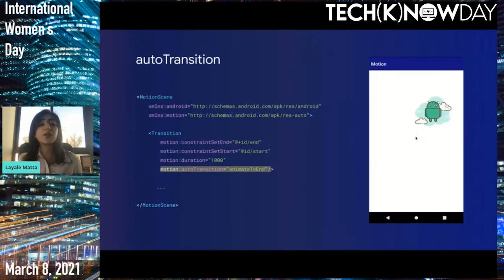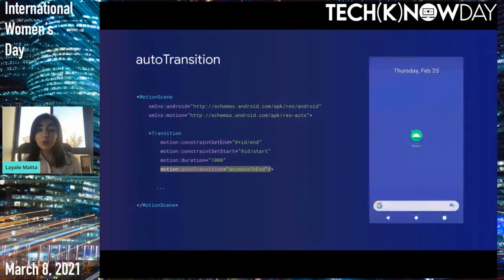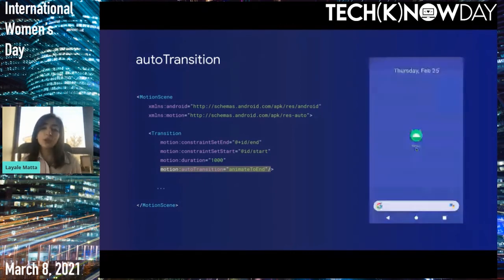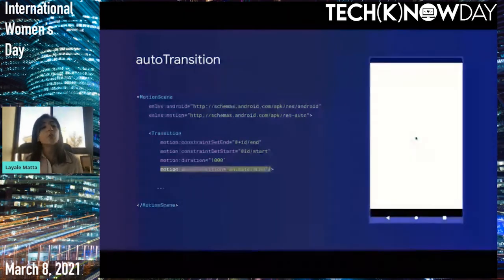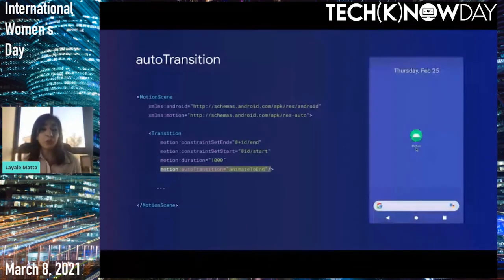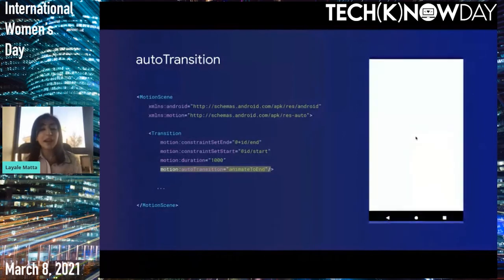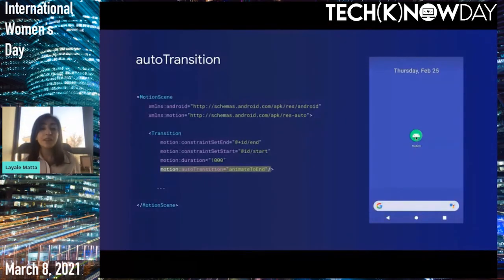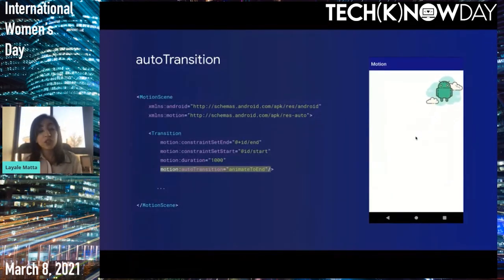First, we will talk about auto transition. This is a powerful attribute that allows you to have automatic behavior when reaching a certain state. One of the most common use cases we use it for is when we create animations that trigger when launching a view. To do this, we just add the attribute auto transition to the transition. Here we are setting it to animate to end, and that's it. This animation will start as soon as the view is loaded.